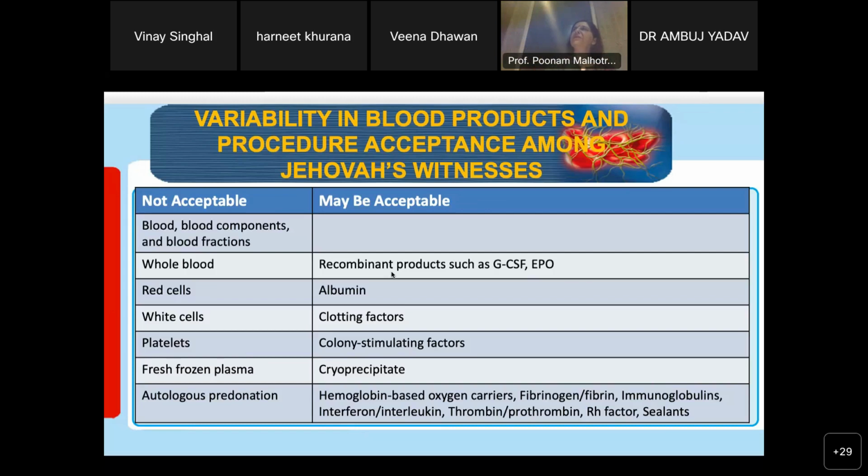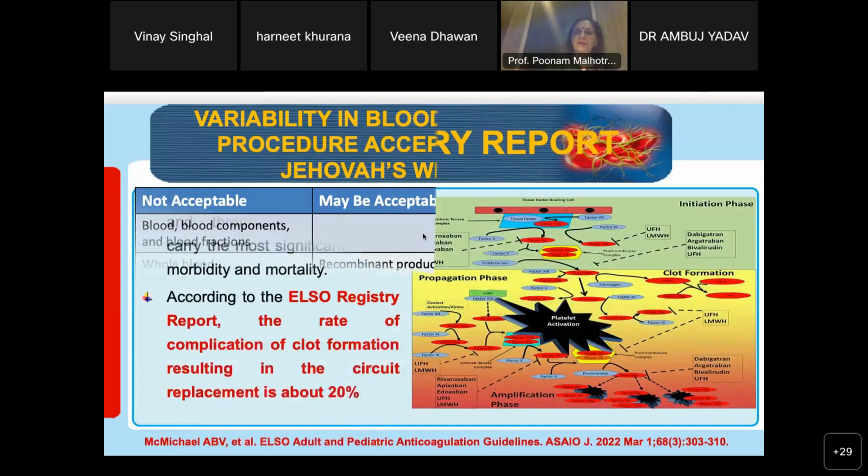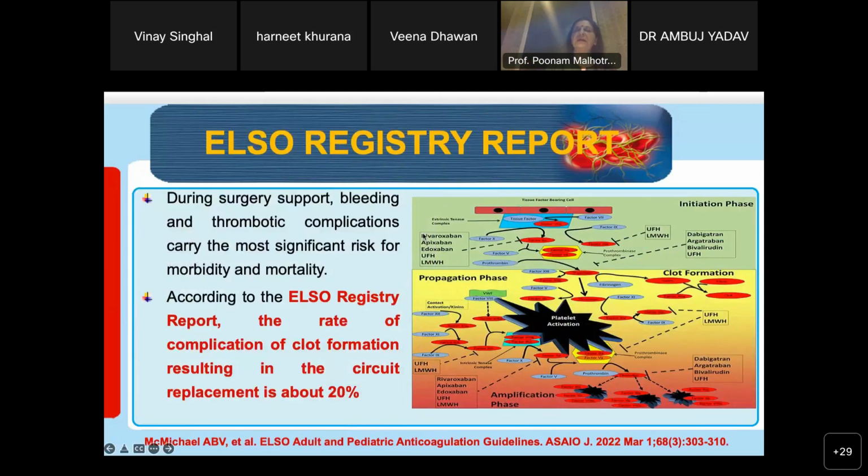Therefore, learning from the Jehovah's Witness, we could move on to use alternatives to packed red blood cells or leukocyte depleted red blood cells, because RBCs, even leukocyte depleted, are causing TRALI, are causing a lot of VILI and ventilator-induced lung injury. Transfusion-induced lung injury is hazardous even at rest ventilator settings. Next, please.